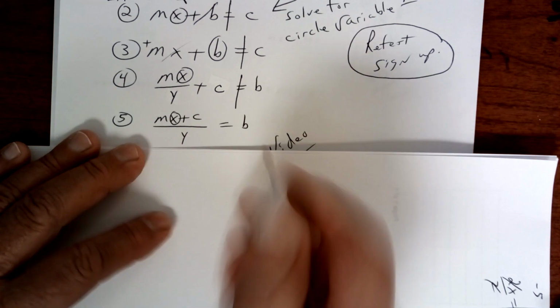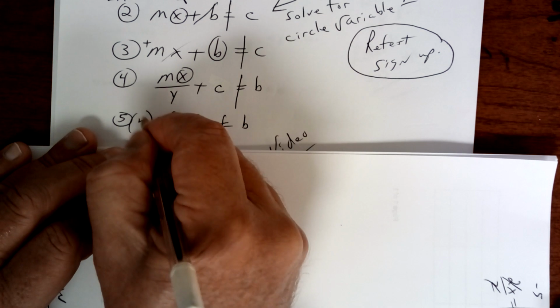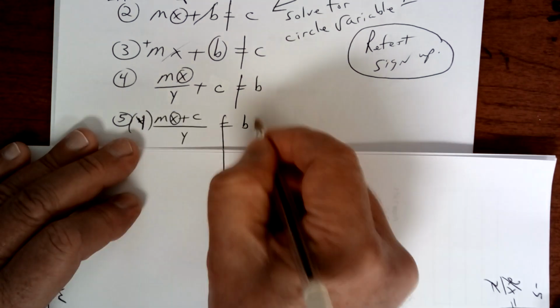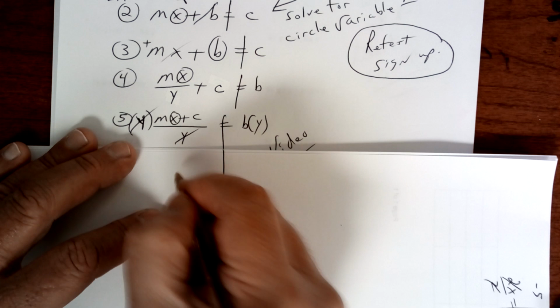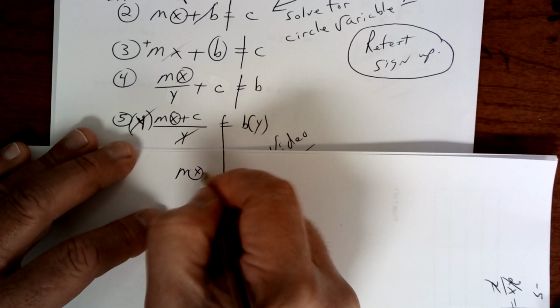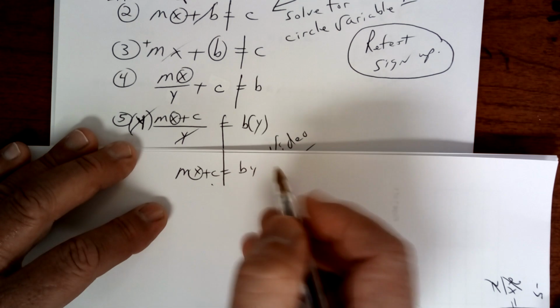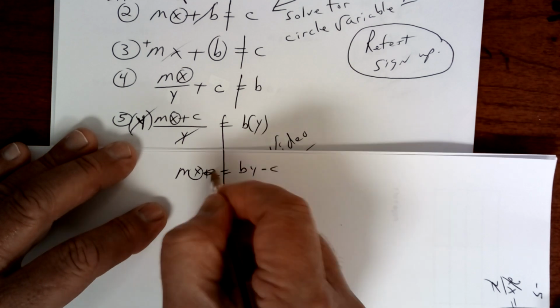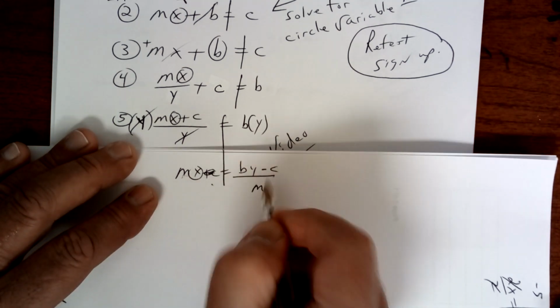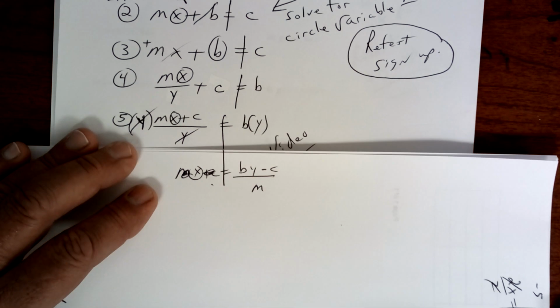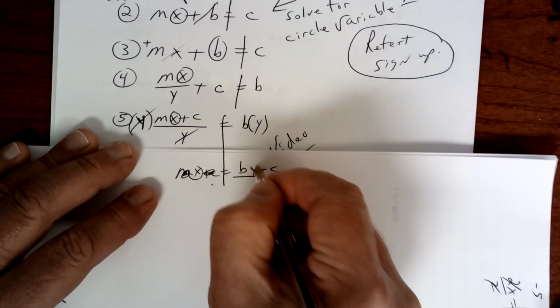This one right here, the whole thing is divided by y. So what I would do is first multiply by y to get rid of it. When you multiply by y, you get this. And then you want to subtract c, and then you want to divide by m, and then you're done. There it is. And that's called literal equations.